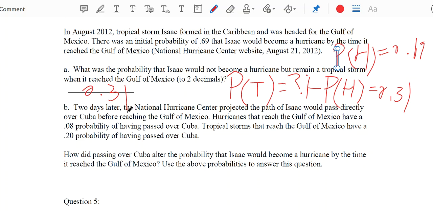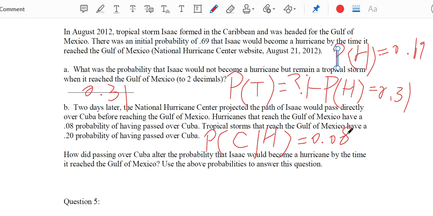So this means, given we know it is a hurricane, the chance to pass over Cuba will be 0.08. In other words, if we use the notation we learned in class, that will be the probability of passing Cuba given it is a hurricane. We use C to represent Cuba, and it would be equal to 0.08. So this is the first number we see here.